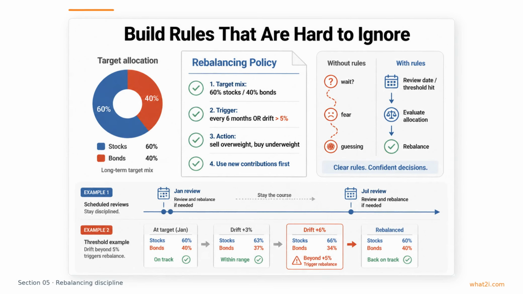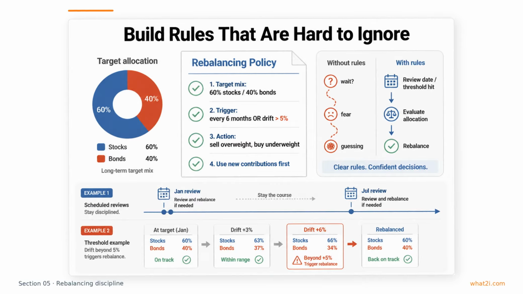Specific rules are powerful because they reduce room for interpretation. Writing down target allocations, exact review dates, threshold bands, and preferred action steps makes it harder to rationalize doing nothing later. For example, a rule might say to review every 6 months or rebalance if any asset class drifts more than 5 percentage points from target. It might also state that new contributions should be used first before any taxable sales are made. The more concrete the policy, the less it depends on mood, confidence, or market noise. Good discipline starts before the pressure arrives.